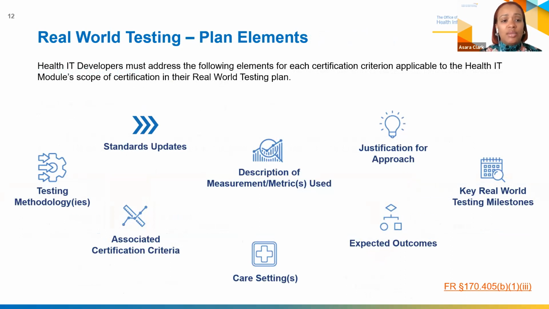All right, now, as I've been talking about the elements that should go into the plan, I'm going to start to dig into these a little bit. Each plan is required by regulation to include specific elements. Those elements appear here on this slide. You have to choose your testing methodology. You have to include standards updates, associated certification criteria within the scope of your certification, description of the measurement metrics that you're going to use, the care setting types that you're going to be addressing, a justification for your real-world testing approach, your expected outcomes from real-world testing, and the key milestones that you have for real-world testing.